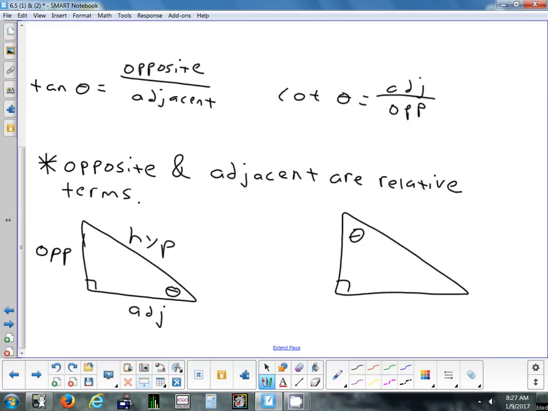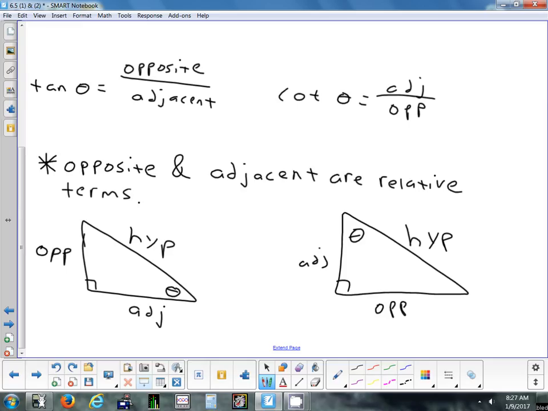Now, opposite and adjacent switch places if you switch where you're standing. So pretend like you're standing here, and now you're looking out from that corner. The side that's opposite would be at the bottom, and the side that's adjacent is over here. What happens to the hypotenuse when you switch your perspective? Nothing. The hypotenuse is more of what we call an absolute term. It doesn't change depending on which way you're facing.